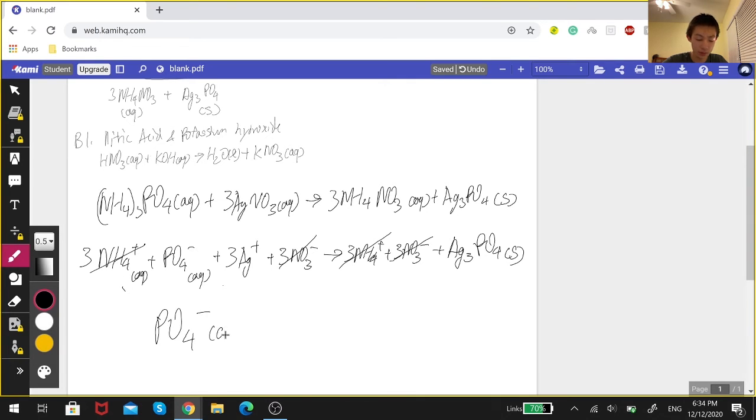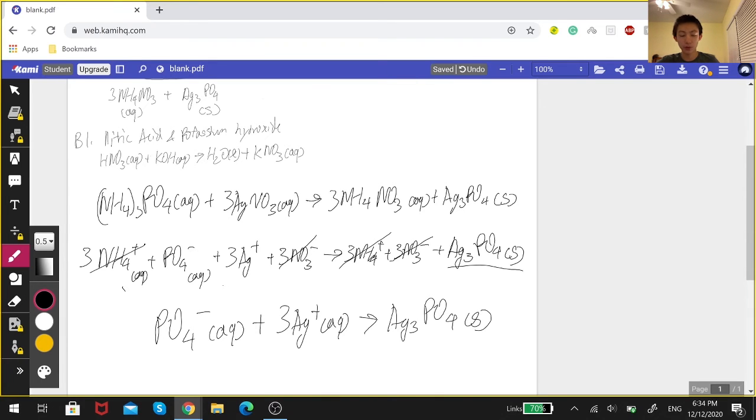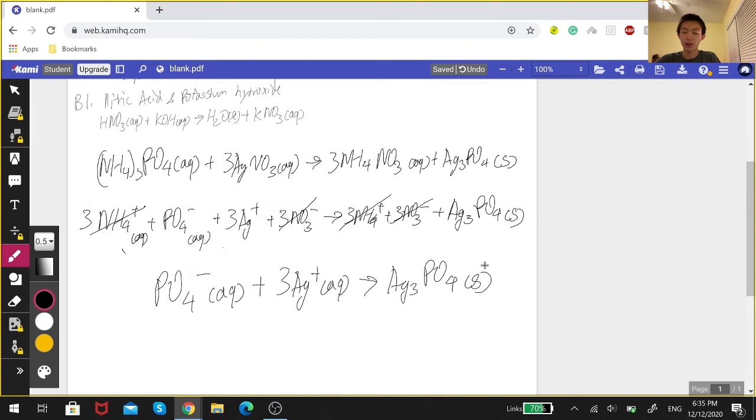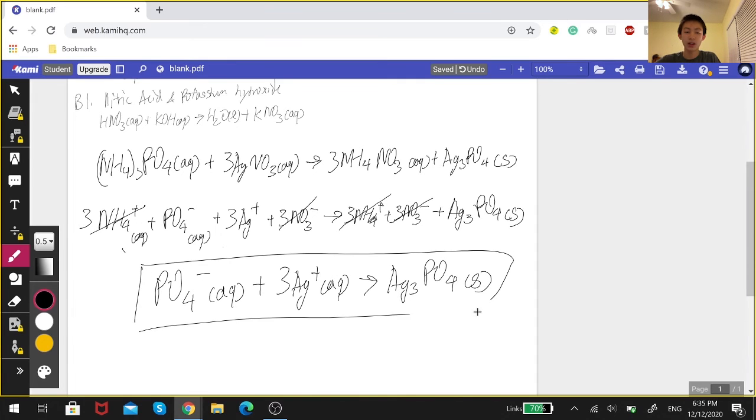minus aqueous plus 3Ag plus aqueous yields Ag3PO4 solid. As you can see, our precipitate is Ag3PO4. So I crossed anything out that is not Ag or PO4 that would be needed to make our net ionic. And this will be our net ionic equation. Alright, let's do the second example.